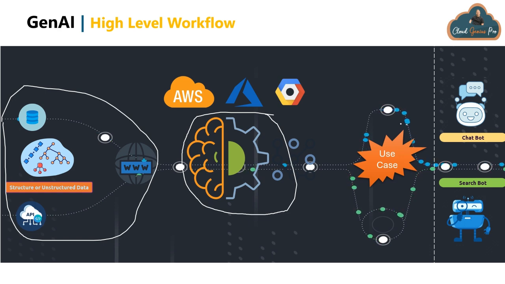So the second core component is the large language model, and the third is the use cases. Use cases are exposed to the end user via chatbot or search bot or any other interactive way. Predominantly nowadays people are using chatbot and search bot. That's why I drew the chatbot and search bot here for explanation purposes.